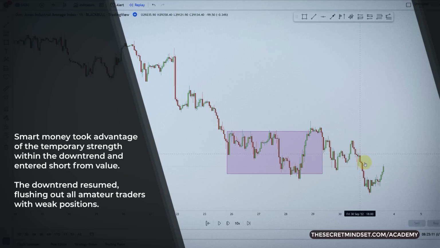Buyers were also trapped after the second liquidity clear out, and then professionals took advantage of the temporary strength within the downtrending market and entered short from value. And then the downtrend resumed, flushing out all those amateur traders with weak positions.